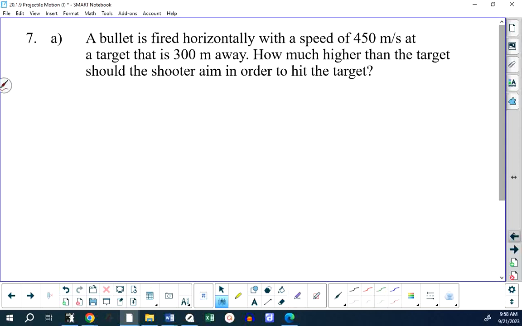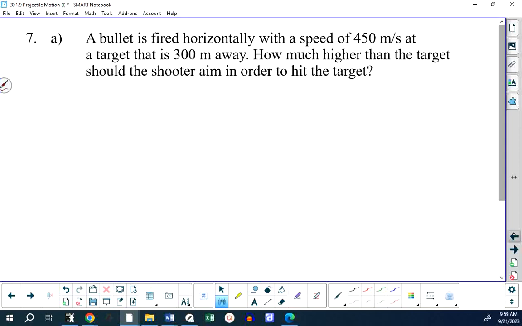The target is 300 meters away. How much higher than the target should you aim? This is not a monkey that's going to fall from a tree, okay? The target is stationary. You need to aim higher than the target because the bullet is going to drop.